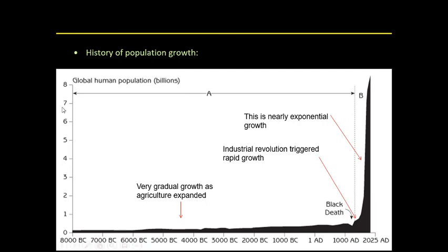Okay. So to begin with, this is the history of human population growth. And you see on the y-axis here, this is global human population in billions with a B. And on the x-axis here, we've got a timeline. Here we are at the far right, where we are with the current time. And this is going back about 10,000 years ago or so.